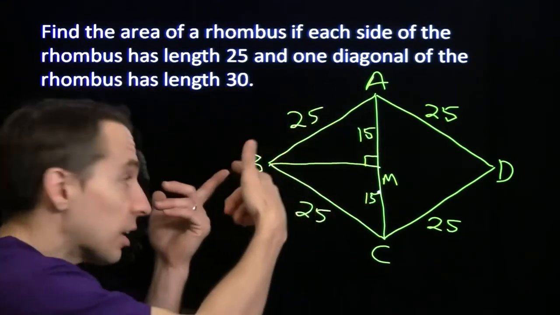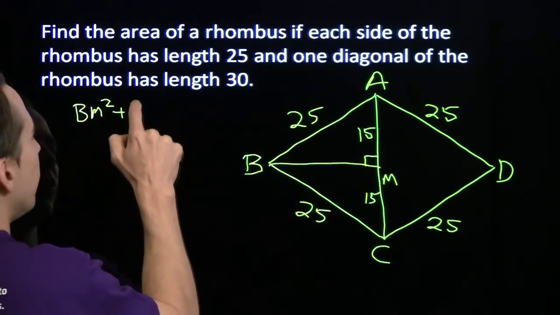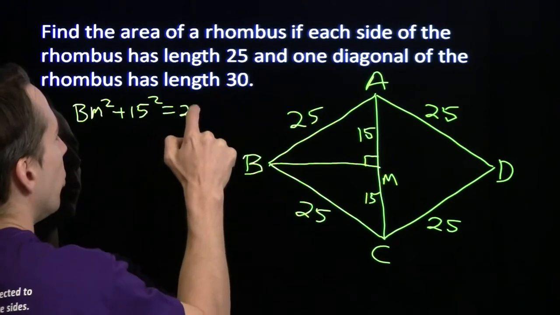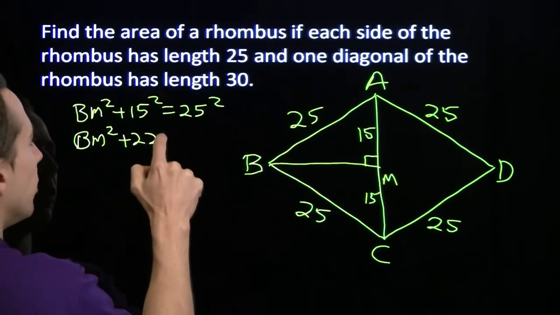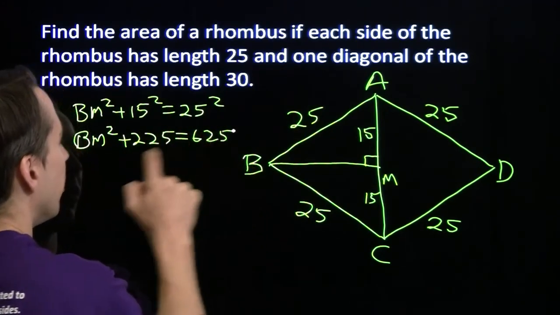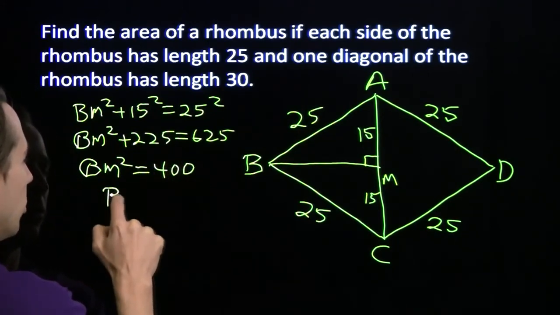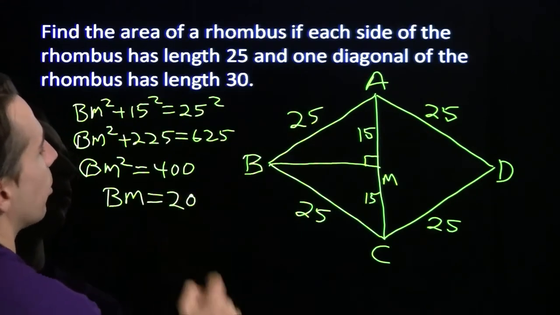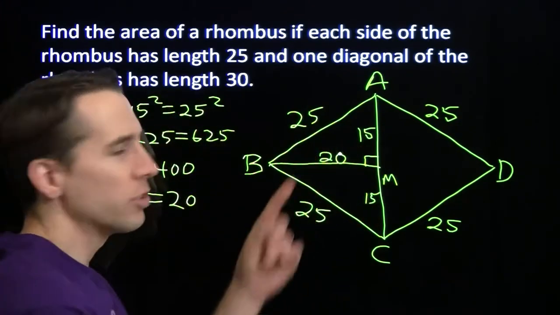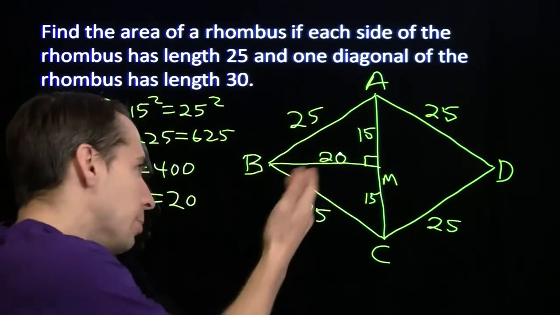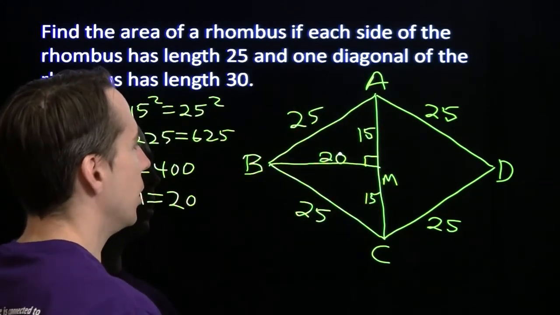Now I have a right triangle, and I can find the altitude length here. Use a little Pythagorean theorem. We have BM squared plus 15 squared equals 25 squared. So BM squared plus 225 equals 625. BM squared is 400, which means BM is 20. Oh, of course it's 20. These are 3, 4, 5 triangles. That's 3 times 5. The hypotenuse is 5 times 5. That means the other leg has to be 4 times 5, which is 20. So now we can find the area of ABC.